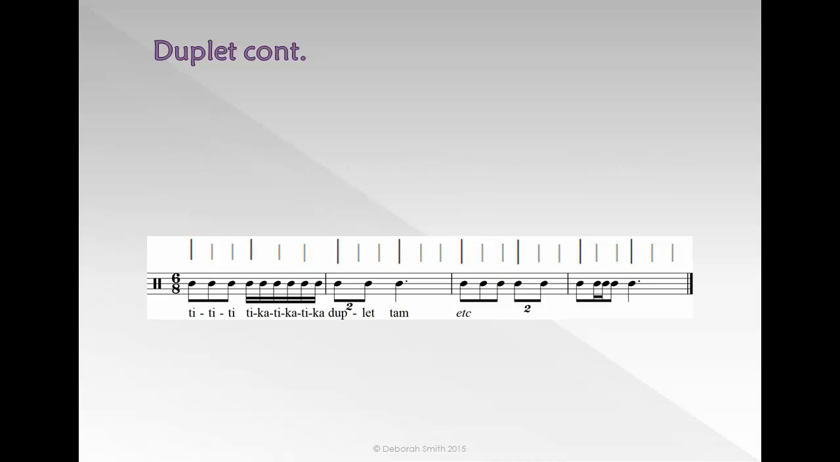Please listen. 1, 2, 3, 4, 5, 6. Ti, ti, ti, ticka, ticka, ticka, duplet tam. Ti, ti, ti, duplet, ti, ticka, ti, tam.